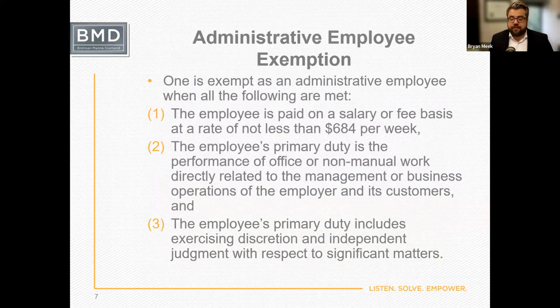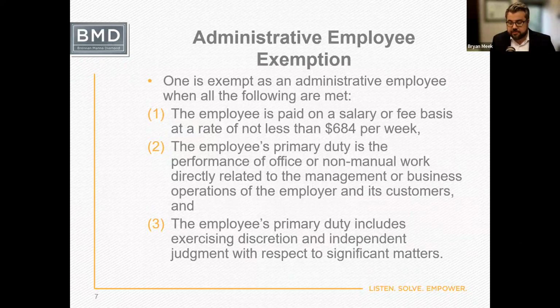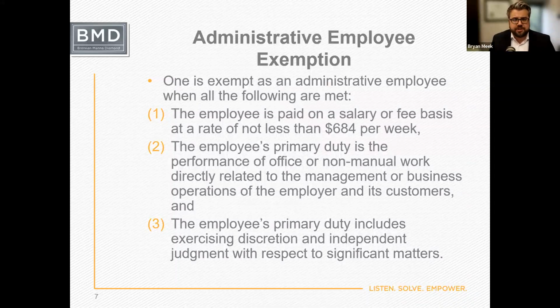More commonly, we often see the administrative exemption being used. Again, there's a requirement to pay them at least a salary of $684 per week. The other requirements that you have to meet: the primary duty for the administrative exemption is the performance of office or non-manual work that's directly related to the management of the business or the operations of the business. So common examples of this are the folks that work in HR, accounting, marketing, etc. They're the ones performing this office work that directly relates to the management of the business.